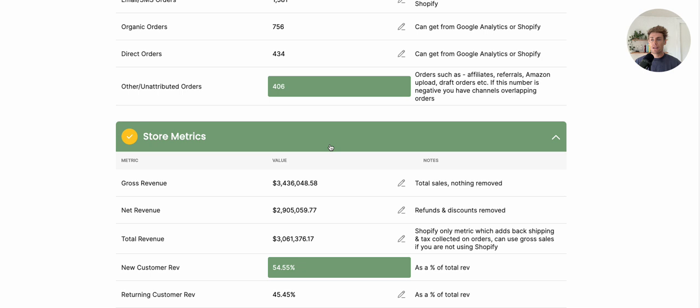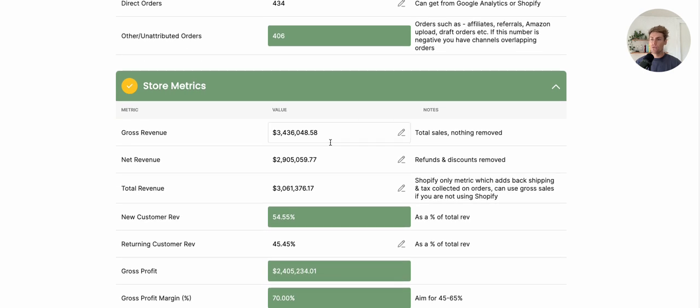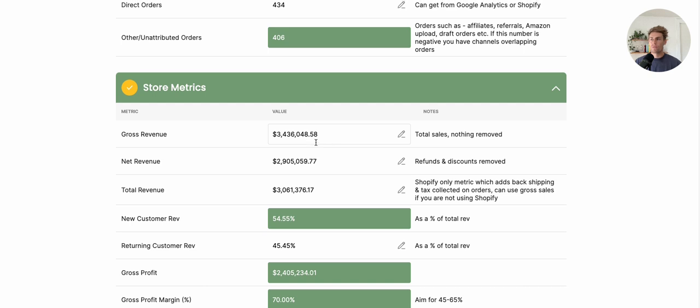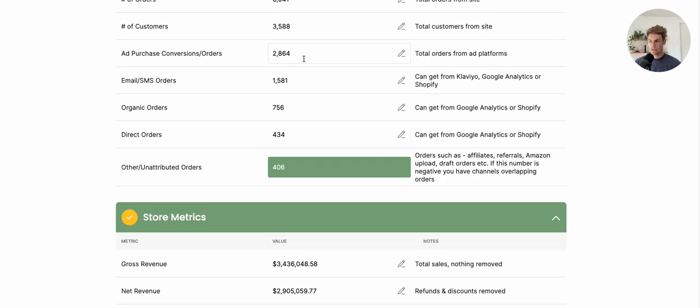This calculator is going to help you remove attribution and literally just get down to the nuts and bolts of how you are performing. It doesn't matter. You might be over-reporting your ad conversions, over-reporting your email conversions, or whatever it may be.